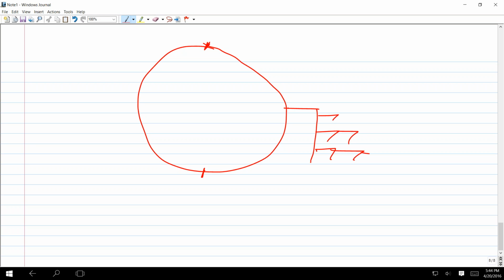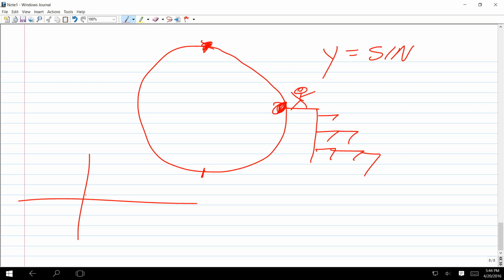You climb up to the top of the stairs and you get on the Ferris wheel right here. Now notice that you're starting at the midpoint and you're going up. What models that perfectly? Sine. If you draw a sine curve, you start at the middle, you go up to the maximum, you come back to the middle, you go down to the low, and you come back to the start.